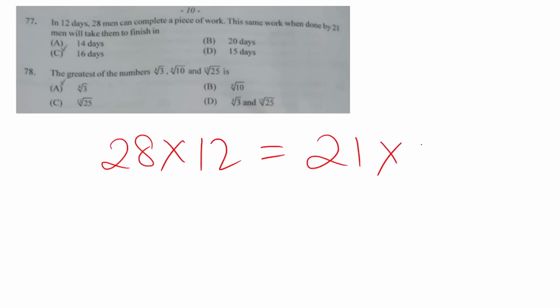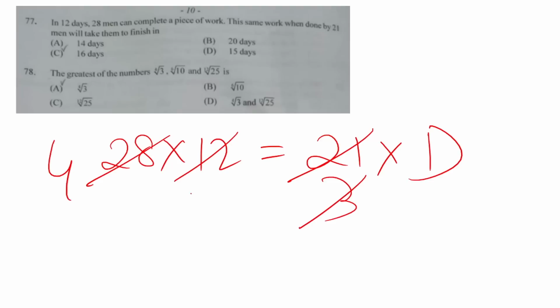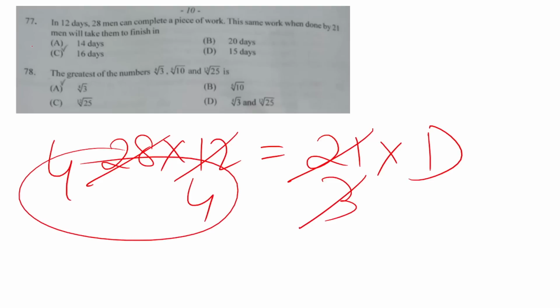Question number 77. In 12 days 28 men can complete a piece of work. This is the same as the MDH masala type of problem. The number of men is 28, the number of days is 12, and now the number of men is 21. Cancelling 7, 7 4s are 28, 7 3s are 21, then 3 and 12 cancel, 4 3s are 12, so 4 into 4 is 16.